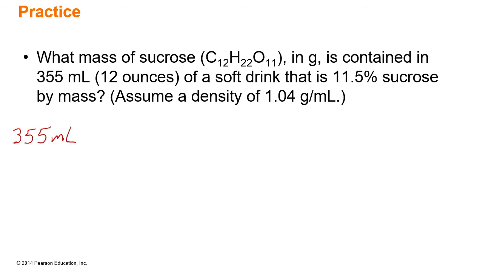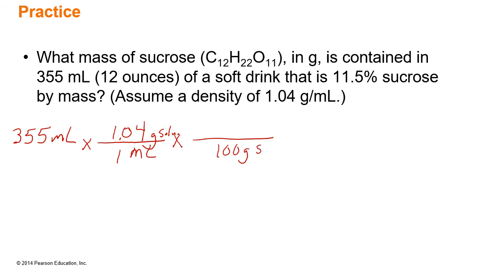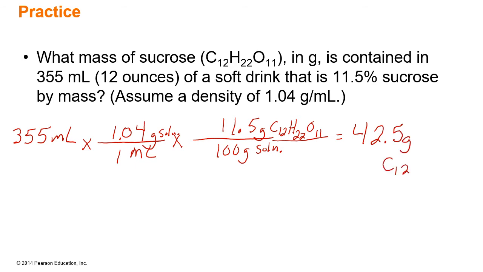355 milliliters, again, which is a can of soda. We have our density to help us convert to grams of our solution. So this would be grams of solution. And then we know that 100 grams of solution contains 11.5 grams of sucrose. And so 42.5 grams of sucrose is in a can of soda that's 11.5%.